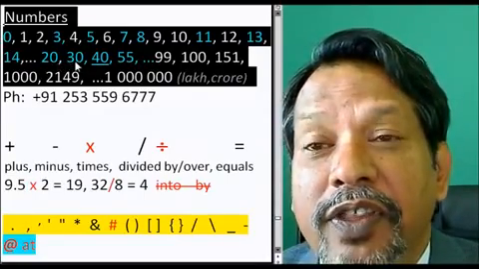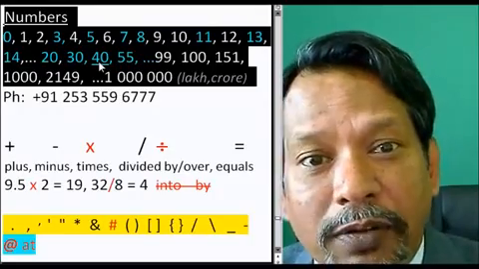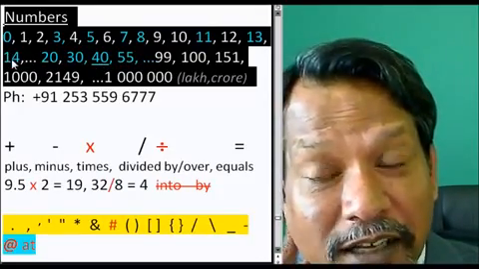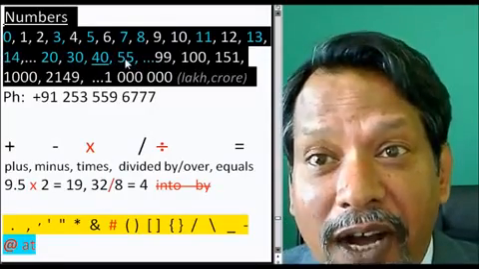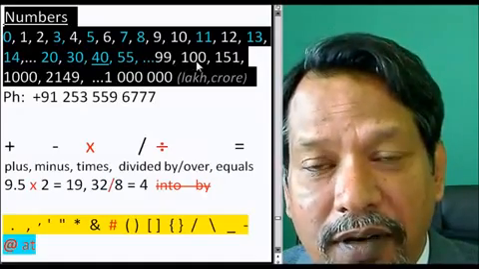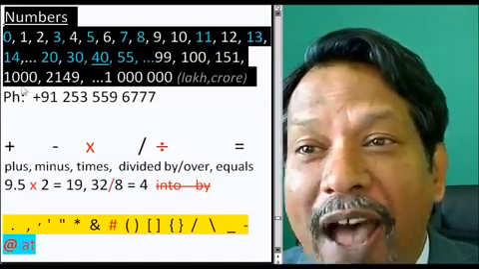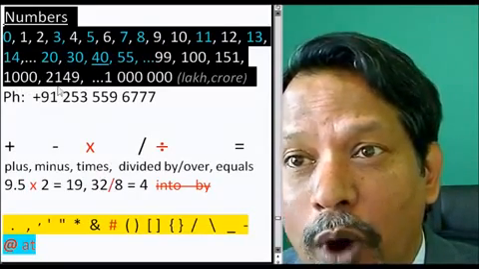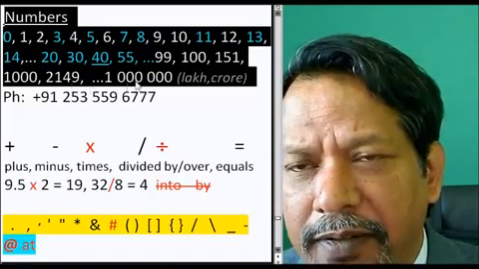20, 30, 40, 40, 40, louder. If you say 40, they may misunderstand. 14, 40, 14, 55, 99, 100, 151, 1000. Repeat after me. 2149. This is how you say it.